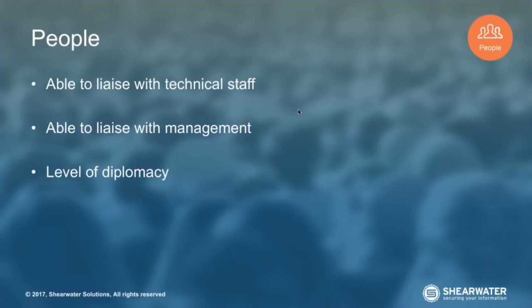So whoever drives this program or is part of that team needs to have the ability to go to management and say, look, I understand that the business is important and it needs to have these systems up, but we need to find a way to address these vulnerabilities. That's where diplomacy comes into it, of course, because whoever's job this is going to be is dancing on a pinhead, I guess, at some stage. So a level of diplomacy is crucial.